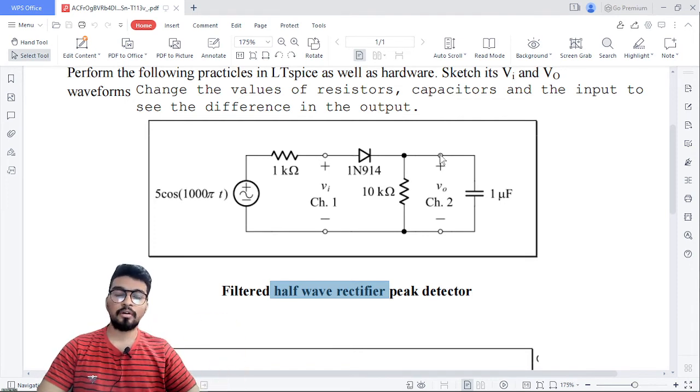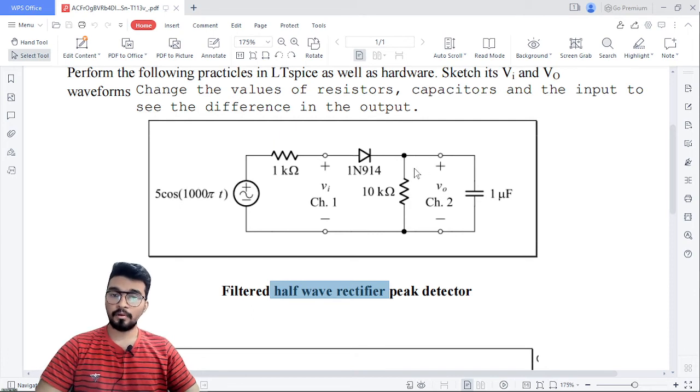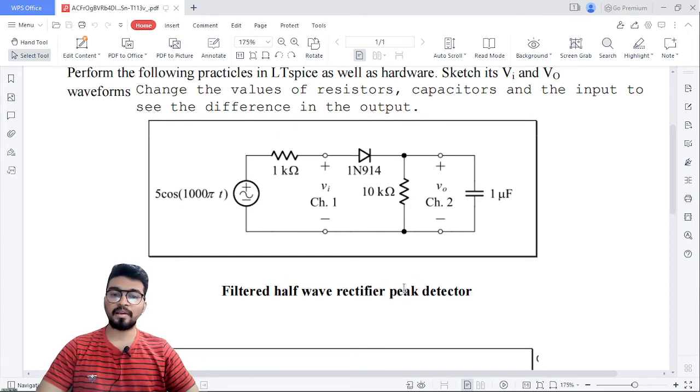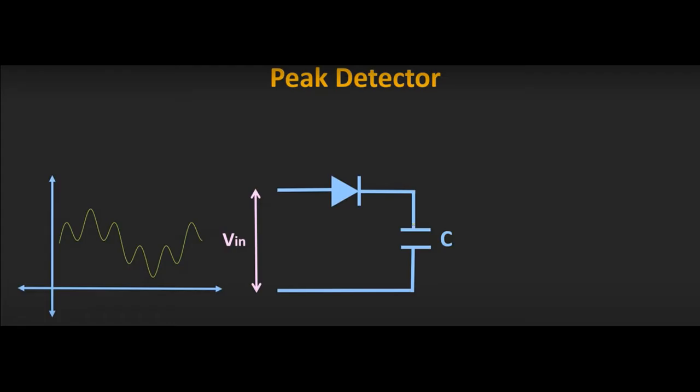So this particular circuit can also be used as an AC to DC converter, as we have seen in the first lab as well. Now this circuit can also be used as a peak detector. And how can it be used as a peak detector? Let's freeze now. You can already see a new circuit on your screen, which is the peak detector.